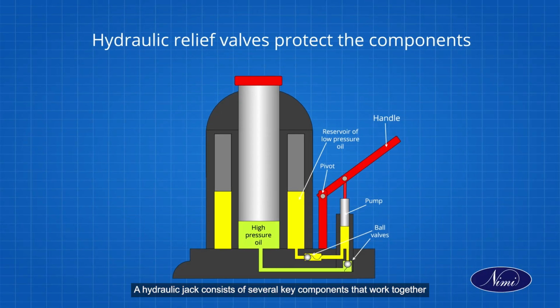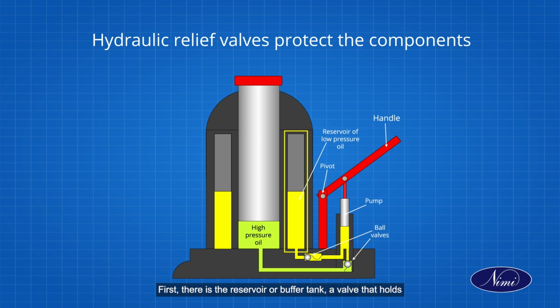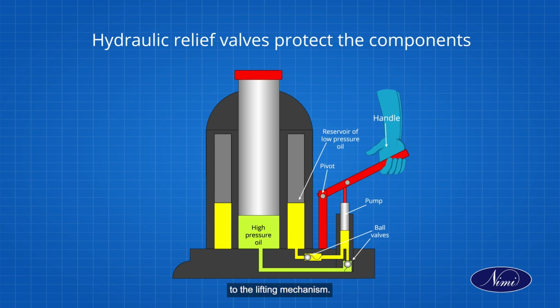A hydraulic jack consists of several key components that work together to lift heavy loads with ease. First, there is the reservoir or buffer tank, which holds hydraulic fluid or pump oil. This fluid will play a crucial role in transferring pressure to the lifting mechanism.